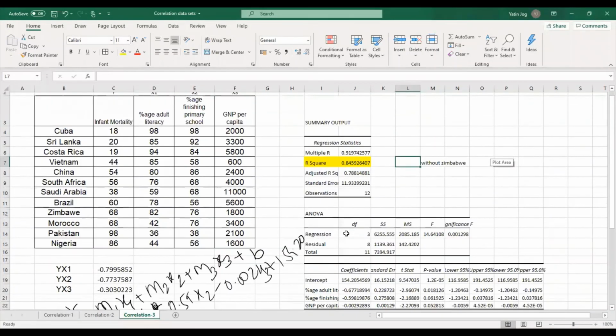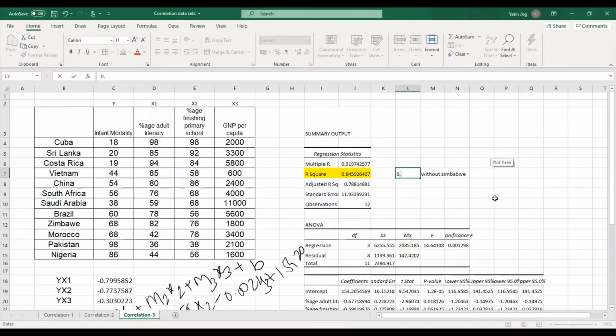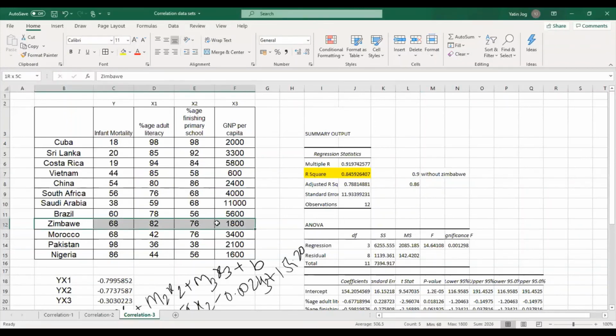So 0.90. Very good, 0.90. And what is the adjusted R square? It is 0.86. Excellent. So now I will tell you the meaning of adjusted R square. By removing Zimbabwe, I am getting a better R square. That also indicates that my analysis was correct, that Zimbabwe is an outlier. If I remove Zimbabwe from my data set, I'll get a better, stronger model.